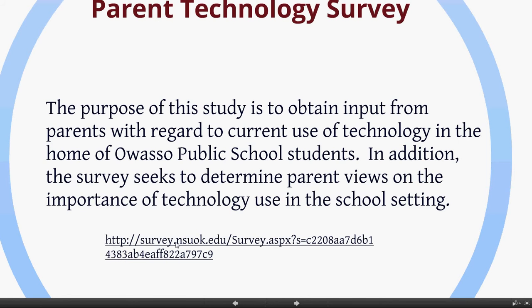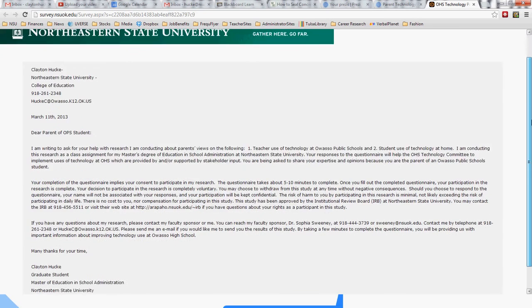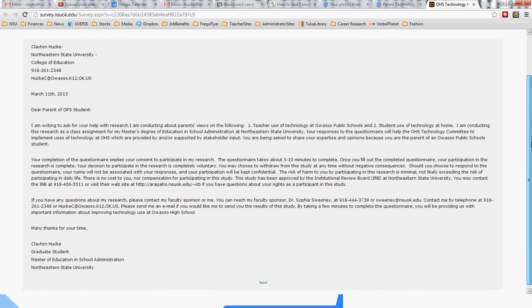Below here we've got a link to the survey that I completed using Checkbox, and we will look at that now. Here we have the letter that I sent out to the parents, describing what the survey is going to be about. It has all the information as far as what the risks are of taking the survey, important phone numbers to contact, and what is the purpose of the study.